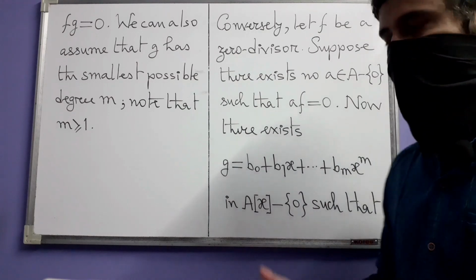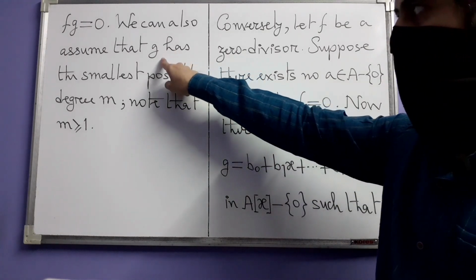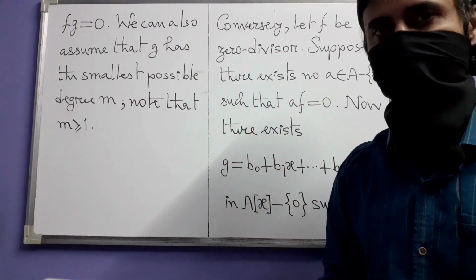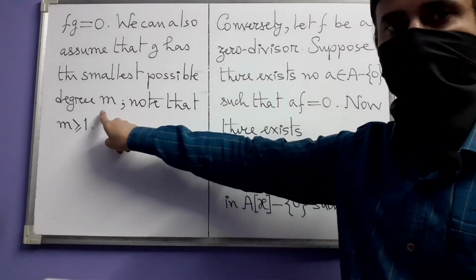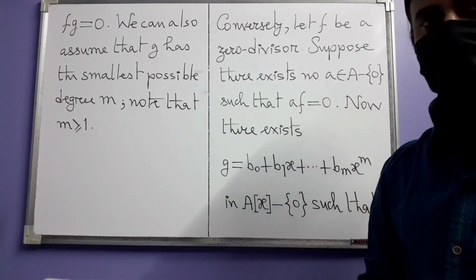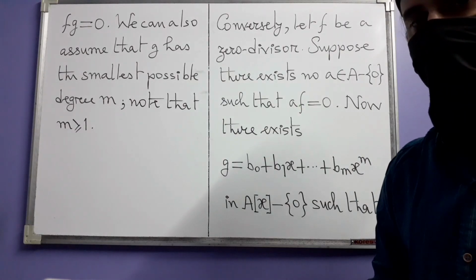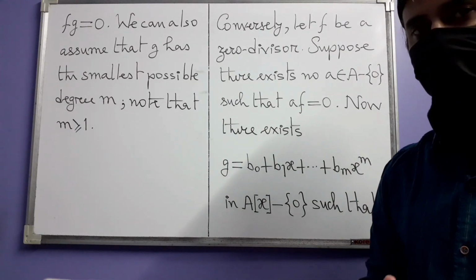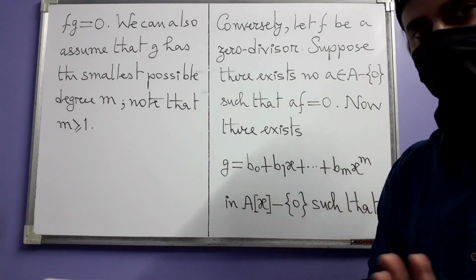Now because such a non-zero g exists, we can also assume that this g has the smallest possible degree m. Note that non-zeroness of g allows us to talk about the degree of g. And there is one more thing to note. Note also that m is a positive integer. How? In general, degree of a polynomial need not be positive, it can be 0 also because there exist constant polynomials.